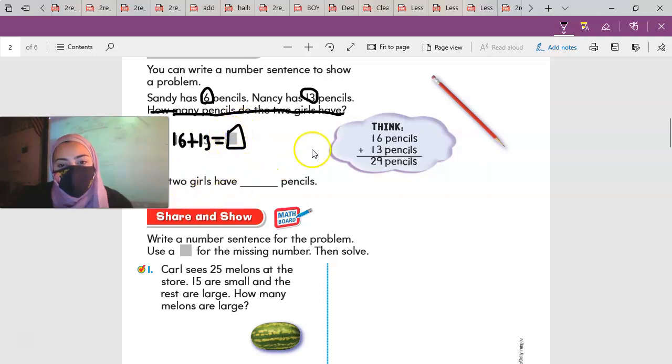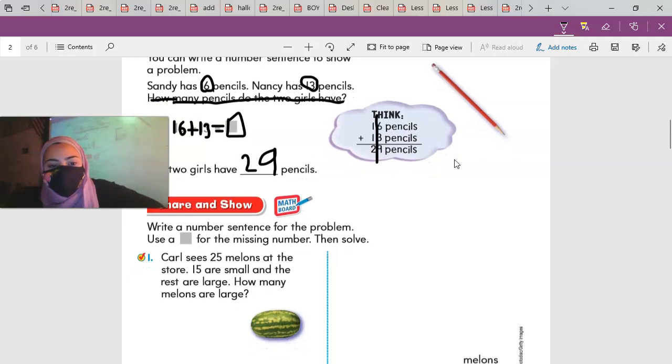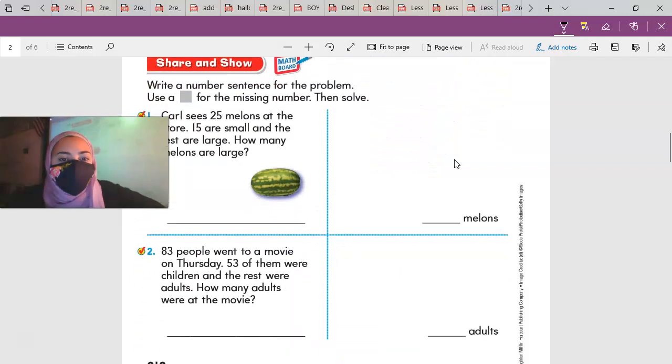So now we have to solve 16 plus 13. See how they did an elevator escalator? Division line, 6 plus 3 is what? 9. And 1 plus 1 is 2. So how many pencils do the 2 girls have? 29 pencils. Pretty easy, right? Okay, excellent job. Let's keep going.